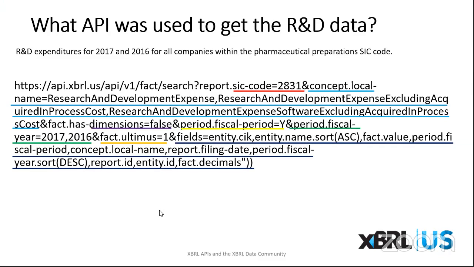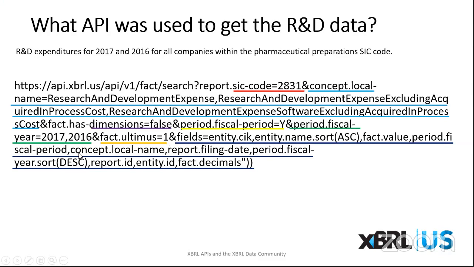And then I specify what fields I want to report back. I don't really want to get everything. I just want to get the entity CIK, the name of the entity. I want it sorted. Remember, David had mentioned the sorting, and this is an ascending order. I want the fact value. I want the reported value for R&D.